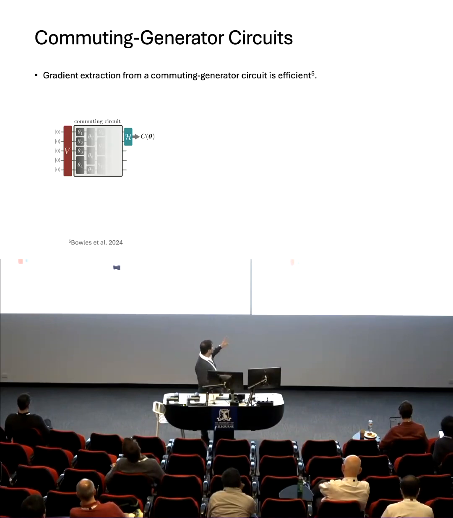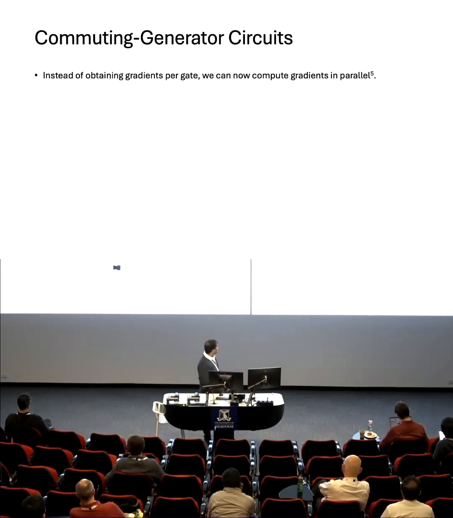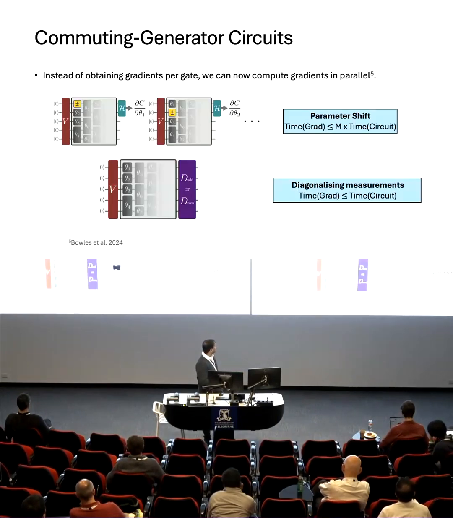So you have an input state, you have a parameterized quantum circuit, and you have an observable. But if the generators of your parameterized quantum circuit commute with each other, and they either commute or anti-commute with the observable, then you have what is called a commuting generator circuit. For these circuits, they showed that it's very efficient to compute gradients.